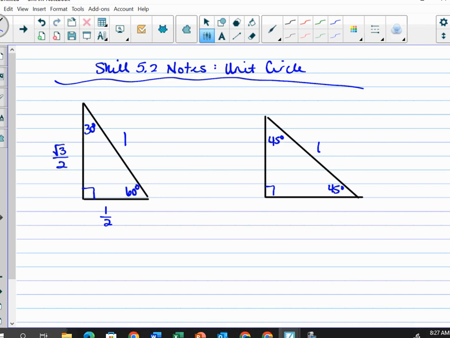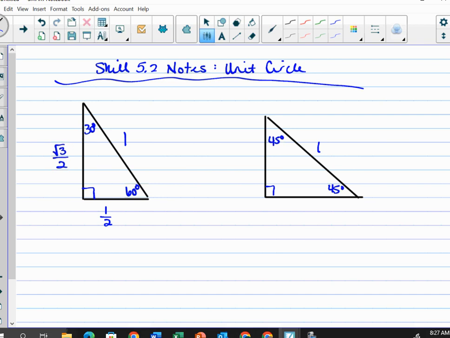All right, guys, are we okay with the 30, 60, 90? The sides being, short side being 1/2, long side being root 3 over 2. Good with that one? Okay. All right. What are both of the legs in your 45, 45, 90 triangle?